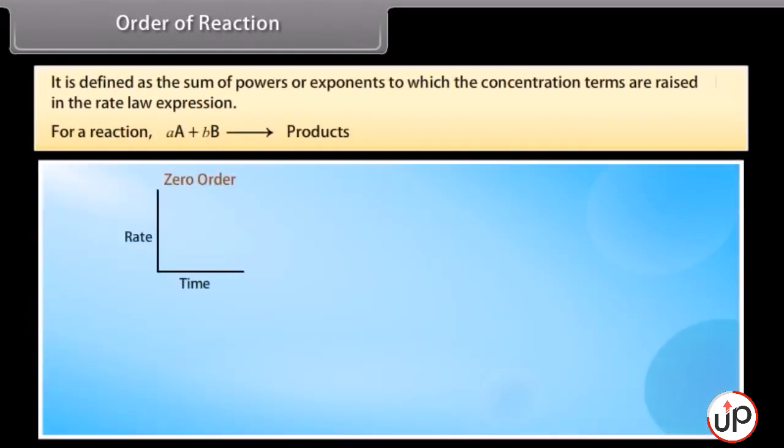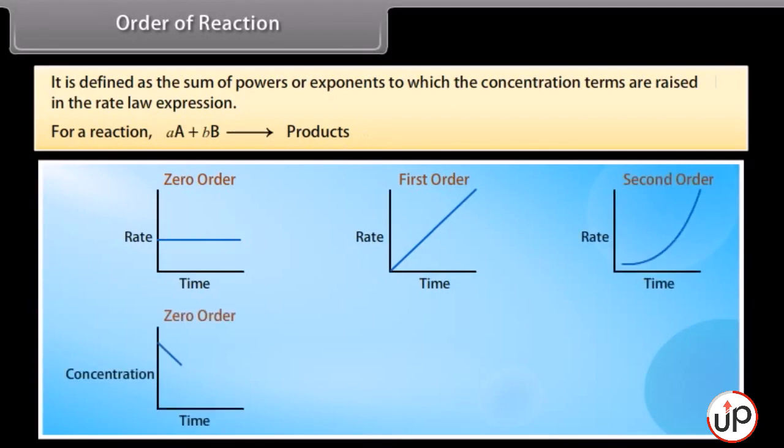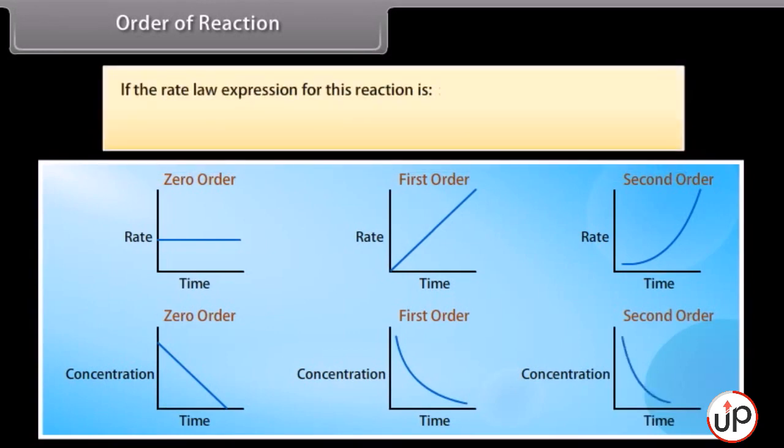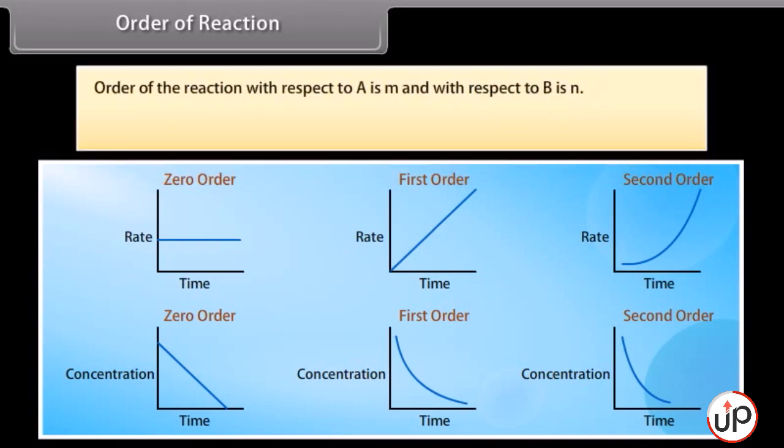Order of reaction. It is defined as the sum of powers or exponents to which the concentration terms are raised in the rate law expression. The rate law expression for a given reaction is given by: rate of reaction is equal to K times [A] raised to the power m times [B] raised to the power n. The order of this reaction is equal to m plus n. Order of the reaction with respect to A is m and with respect to B is n.